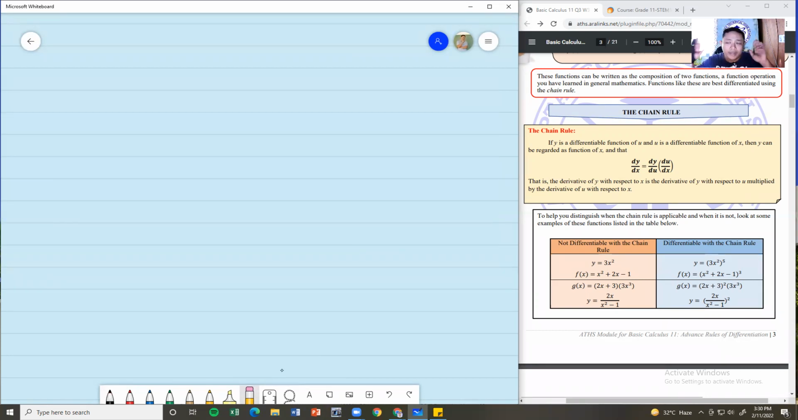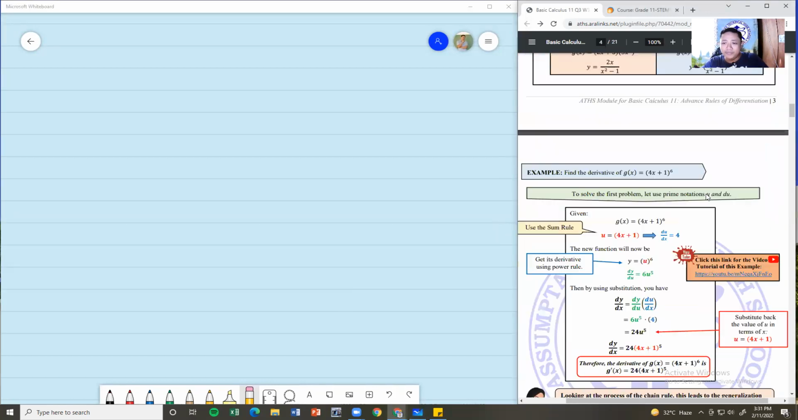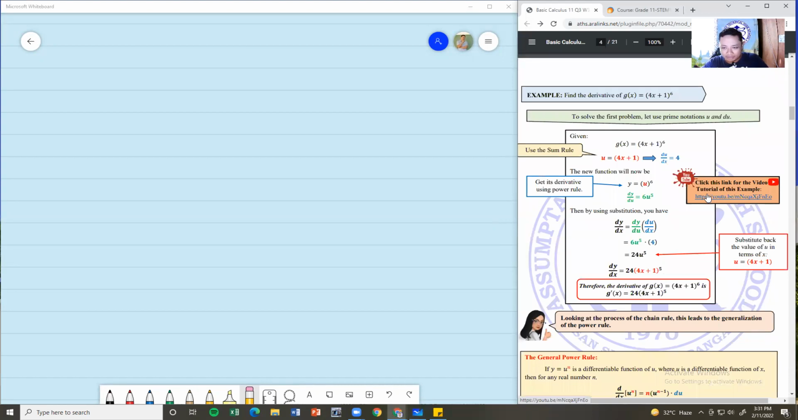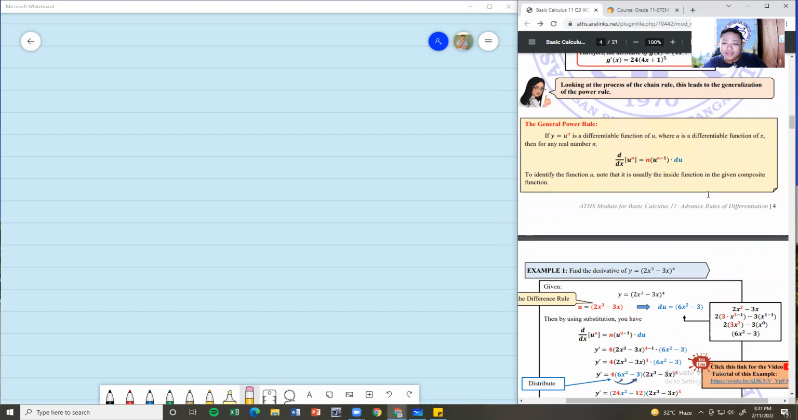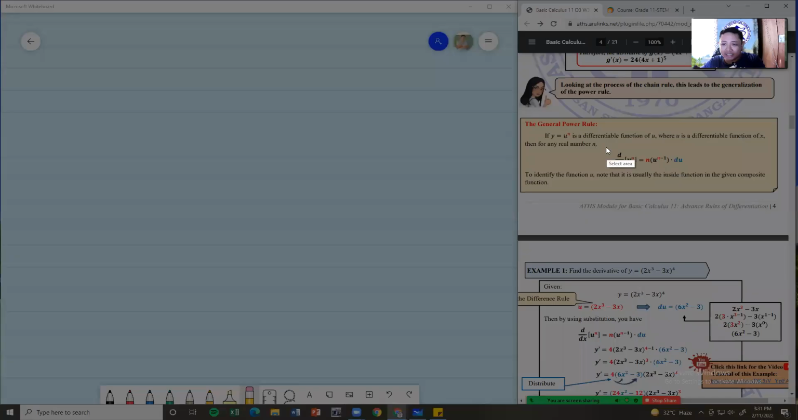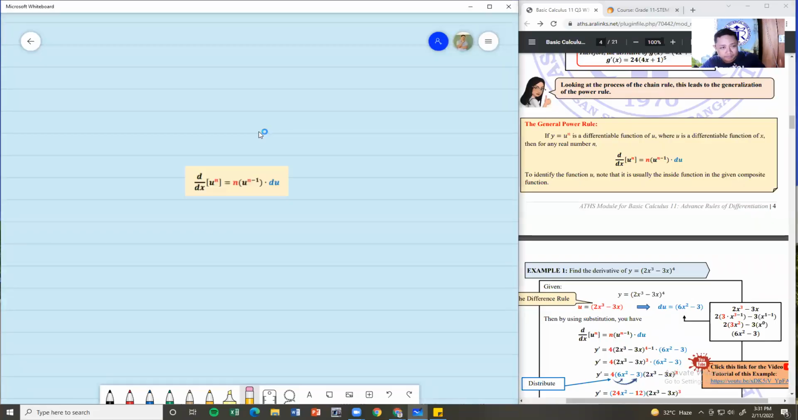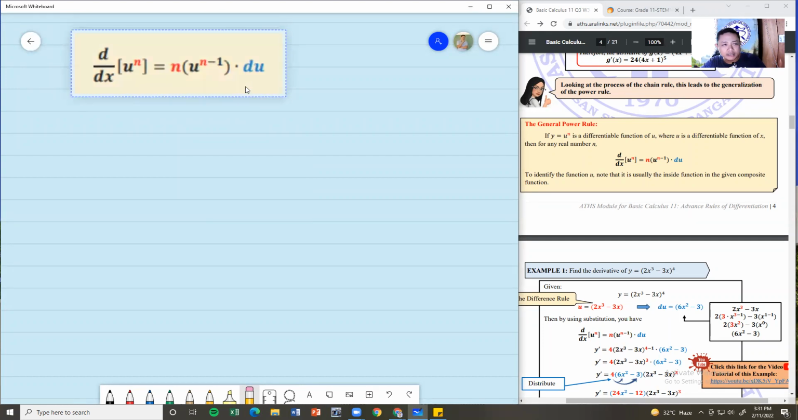So in short, whenever we see a function raised to a specific power, then that's already a clue that we need to use the chain rule. And how do we do the chain rule? This is actually the long process of chain rule, but I would like to skip it because I would like to focus more on this. This is the friendlier version of the chain rule here. And how is this? Bakit sa chain rule?